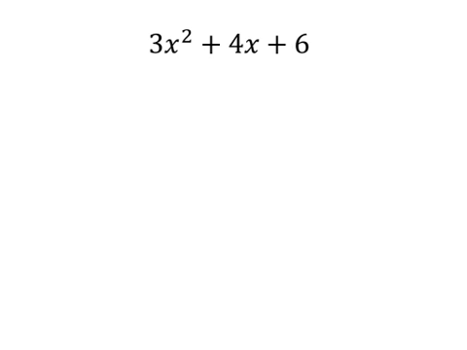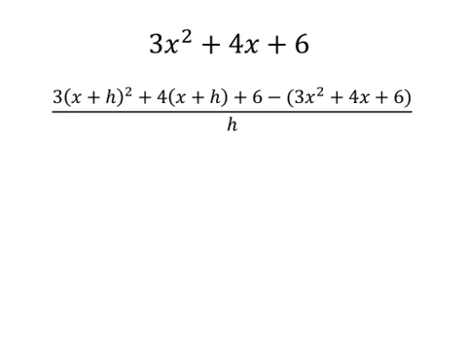So if we have a problem like this and we want to start doing our difference quotient, what we do is replace every x with x plus h. So every x has been replaced with x plus h, and then we subtract the original. So we have 3 times x plus h squared plus 4 times x plus h plus 6 minus the original function, 3x squared plus 4x plus 6, all over h. And now we want to simplify.